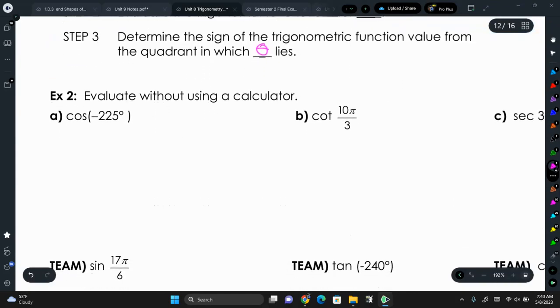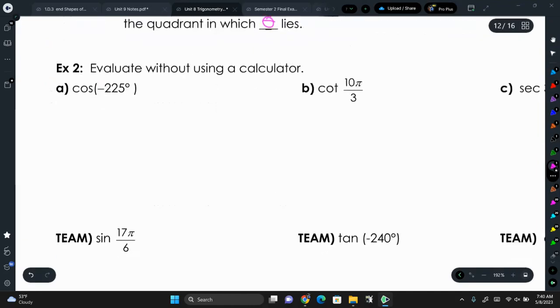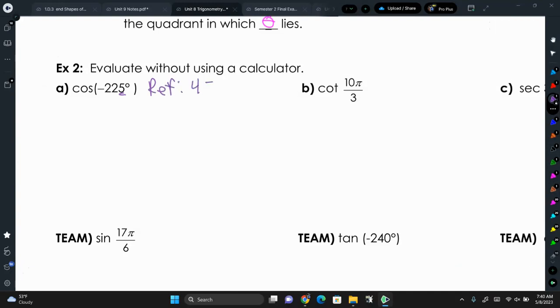So cosine of negative 225 degrees. Because it ends in a 5, we know that it is a multiple of 45, which means our reference angle is 45 degrees. All right, so the cosine of 45 degrees is square root of 2 over 2.